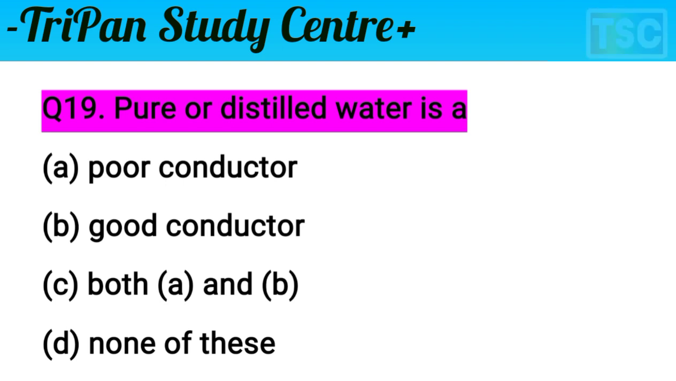The pure water, you know that question is very clear. The pure water, it means the rain water. Rain water is a bad conductor of electricity. It means option A is correct. Poor conductor. The pure or distilled water is a poor conductor of electricity, because there is no presence of salt in water. It means a poor conductor. That is a good answer for this question. A option is correct. And let's see the next question here.